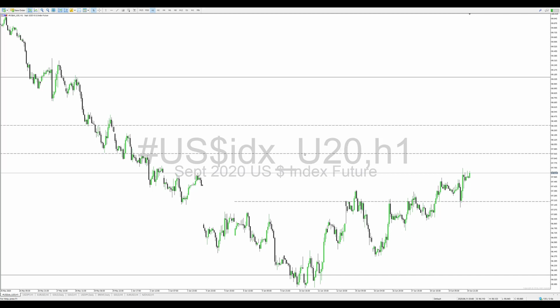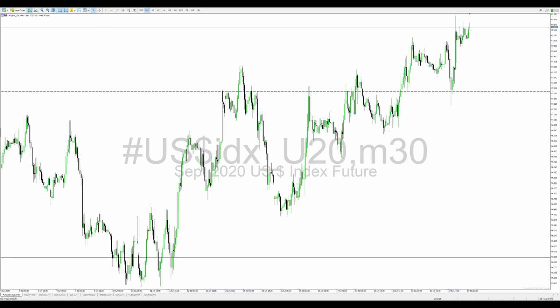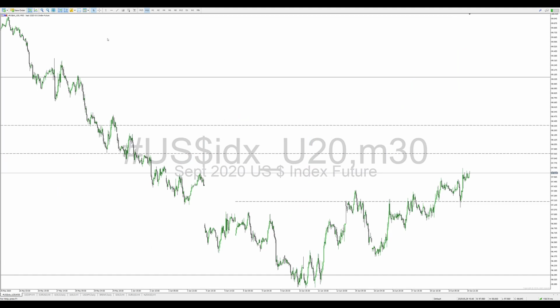So the levels that I've marked, you must do the same on your chart, so that you get to follow through. It'll be easier for you to follow through, to say, okay, I've been told so and so, so I need to be focusing on that.